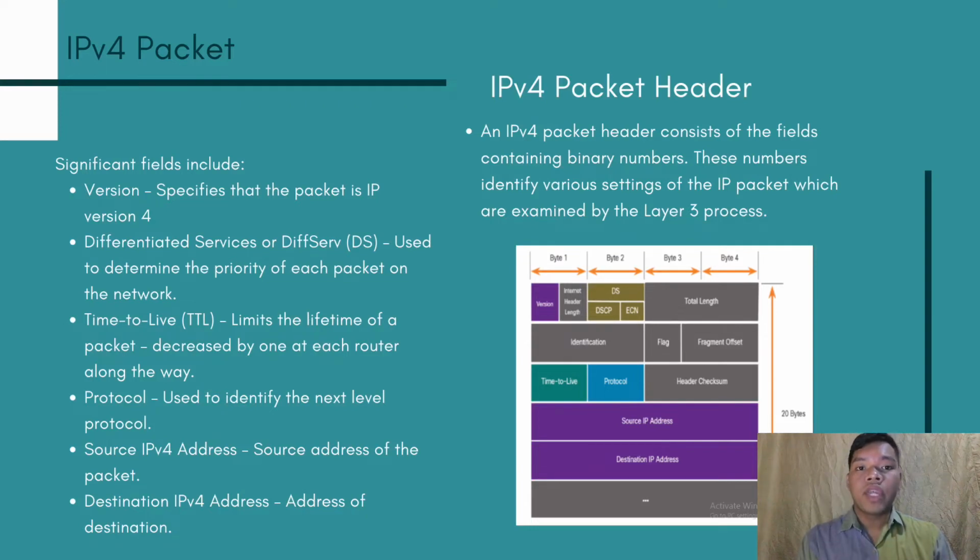Second, differentiated services, or DS, used to determine the priority of each packet on the network. Third, time to live, or TTL, limits the lifetime of a packet and is decreased by 1 at each router along the way. Fourth, protocol, used to identify the next level protocol. Fifth, source IPv4 address, the source address of the packet. And sixth, destination IPv4 address, the address of the destination.